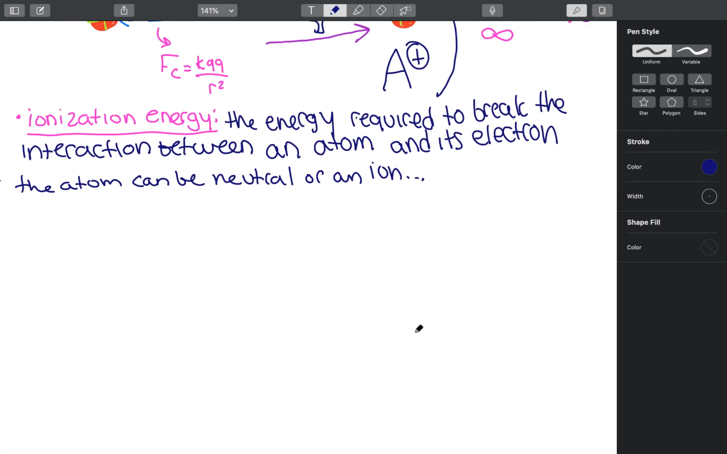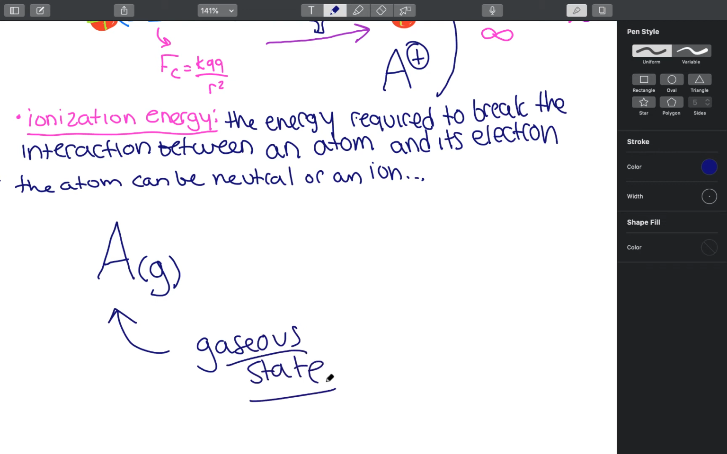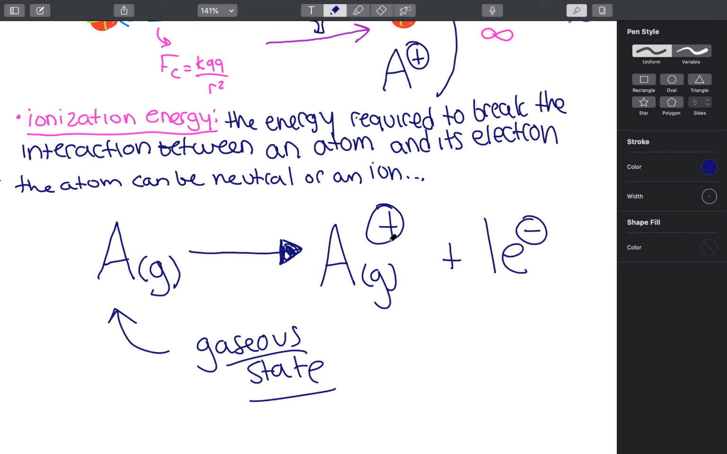So ionization energy can be described by a chemical equation. So imagine we have our atom here, and our atom is in the gaseous state. So it's important to note then that ionization energy is measured with atoms in the gaseous state. So we can symbolize the process of ionization by this chemical equation. So we have our neutral atom on the reactant side, and on the product side we have our cation and our free electron. So this is the process of ionization using a chemical equation.